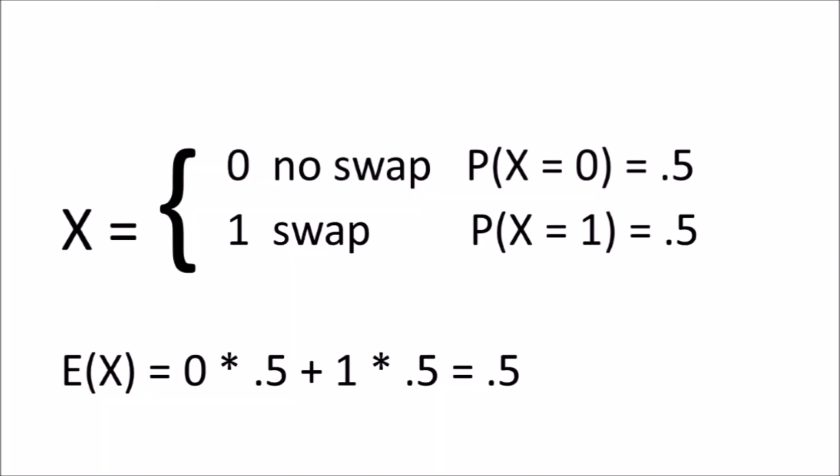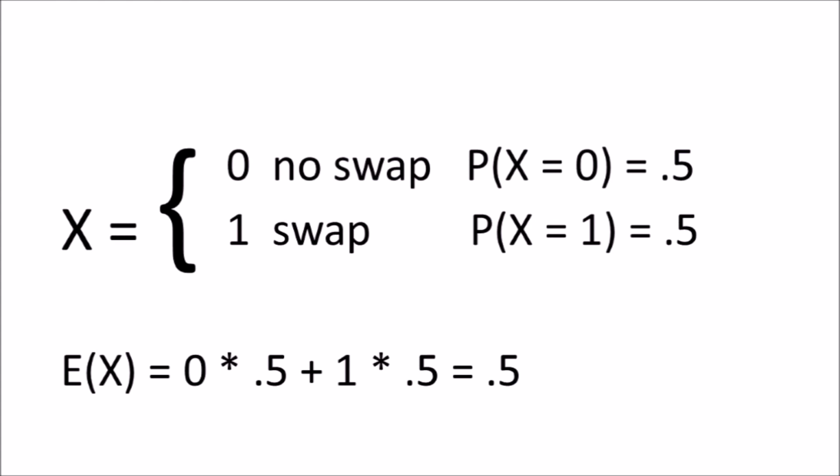Now let's consider the average case. We would expect half of the inner loop iterations to have a swap. Let's demonstrate this with a random variable where x is the number of swaps in an inner loop. 1 represents a swap. 0 represents no swap taking place. The probability of these values for x are 0.5 for both. This means our expected value is 0.5.